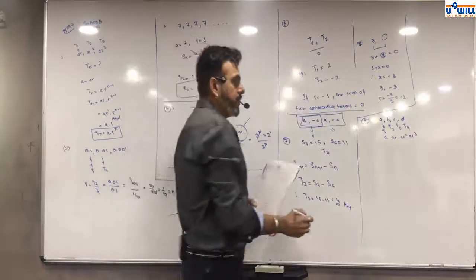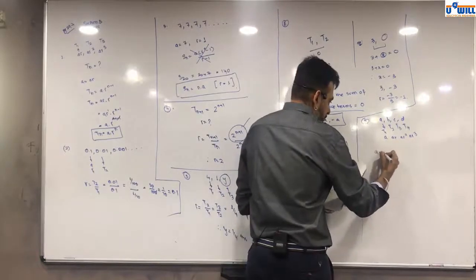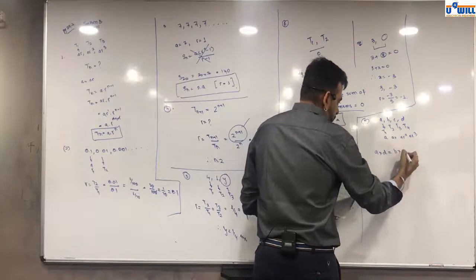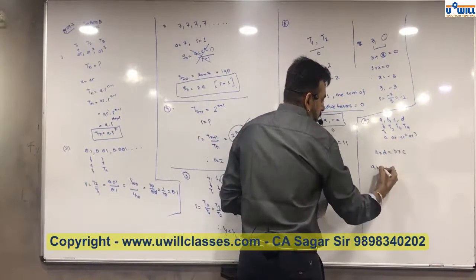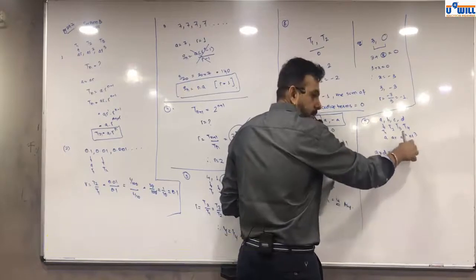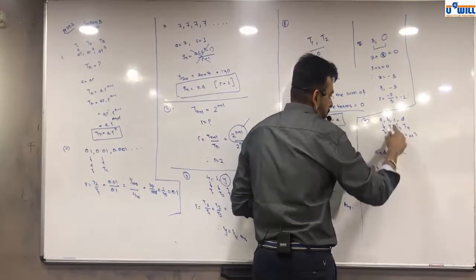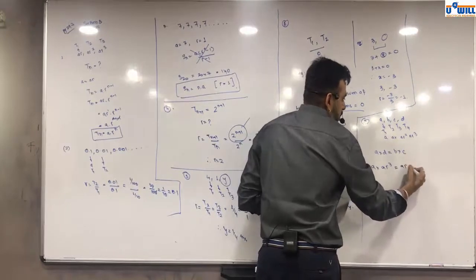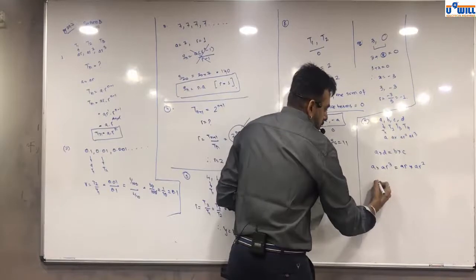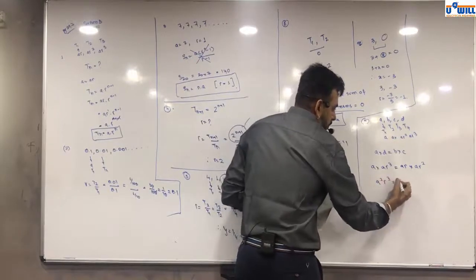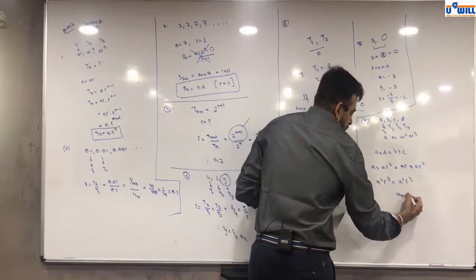Now, how do we prove this? We have to see A into D is equal to B into C. So what is A? A into D is what? A into AR raised to 3. D is AR raised to 3. B is what? A into R. What is C? AR square. Let's check out. A square r cube is equal to a square r cube. Hence, true.